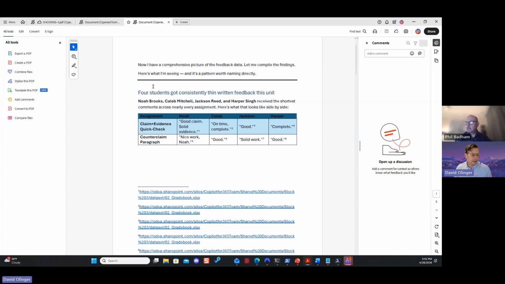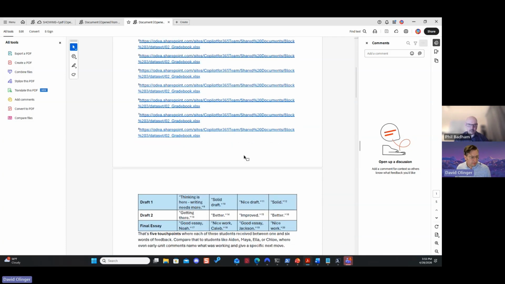And here it says 4 students are consistently getting thin feedback from you. And here's the feedback it's giving. It's just a few words: good claim, solid evidence, on time, complete, good, complete, solid work, nice work, all these affirmatives.